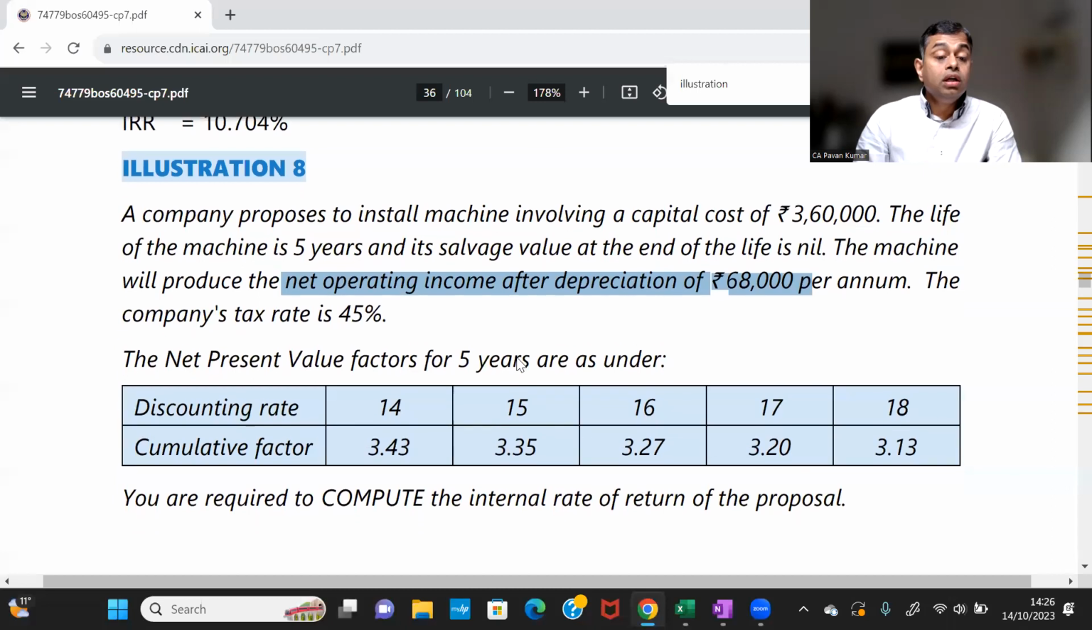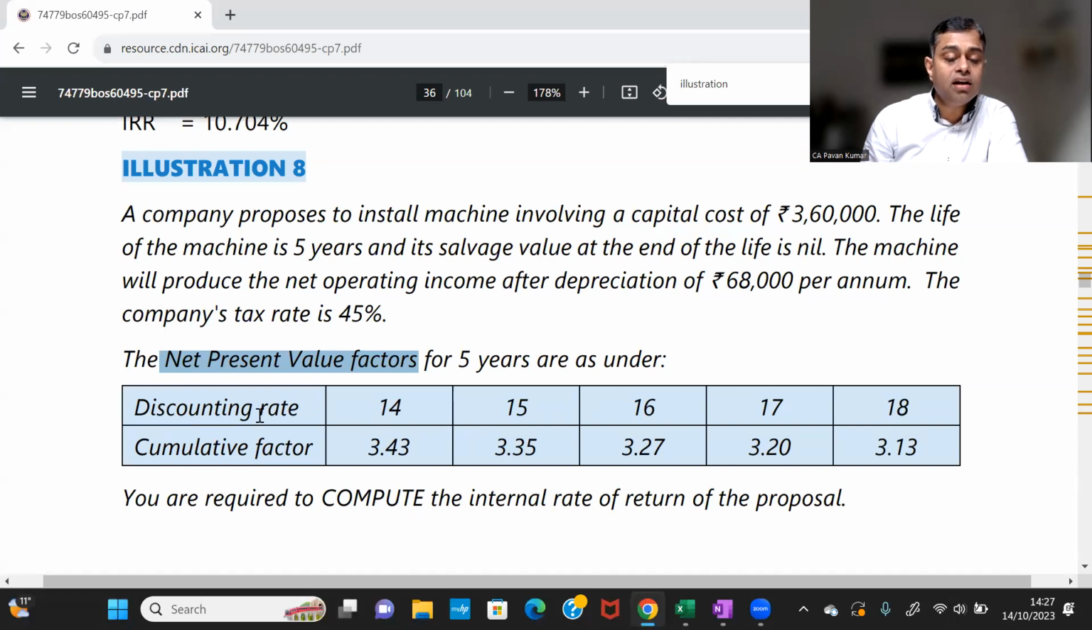Simple. Now, the present value annuity factor, PVAF, for 5 years is given as under: 14% 3.43, 15% 3.35, 16% 3.27, 17% 3.20, 18% 3.13. You are required to calculate IRR. Now you tell me whether cash flows are uniform or not. They did not give 5 different numbers for 5 years. They said the same number. That means cash flows are uniform.